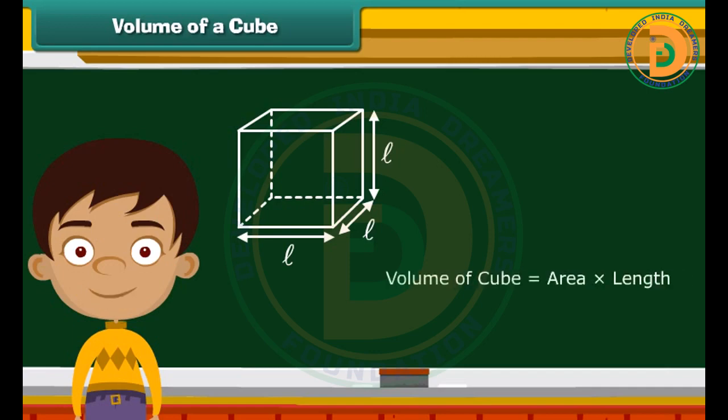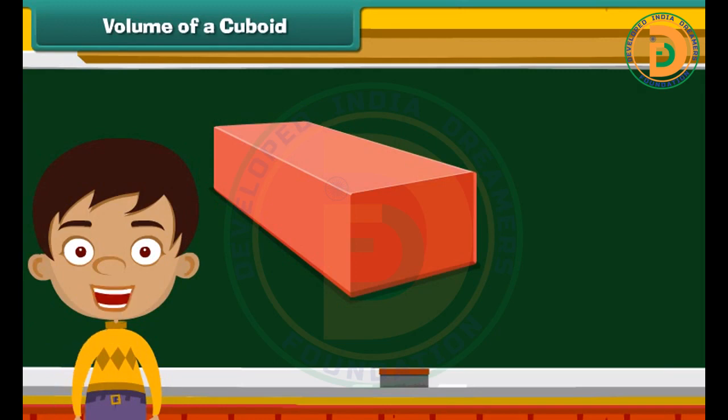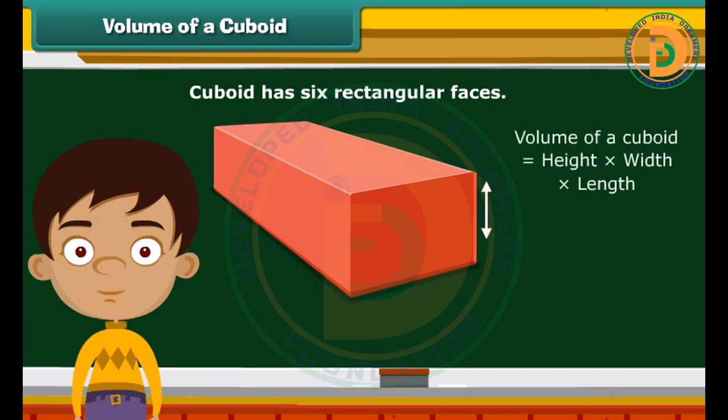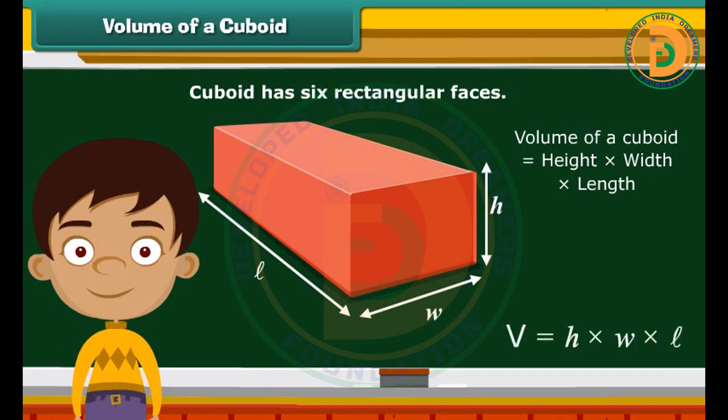To find the volume of the cube, we just need to multiply the area, A, with L. Hence, by multiplying these three L's together, we get L cube. Therefore, the formula for the volume of a cube is L cube. Look at this closed box. This is a cuboid which has 6 rectangular faces. Its volume is calculated as height into width into length, or simply volume equals H into W into L.